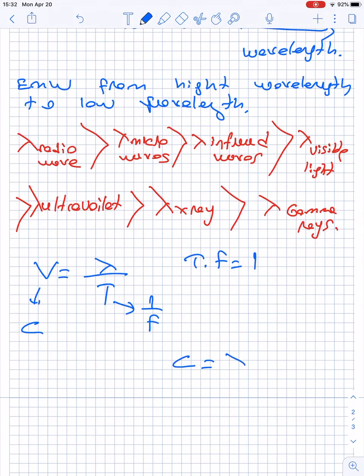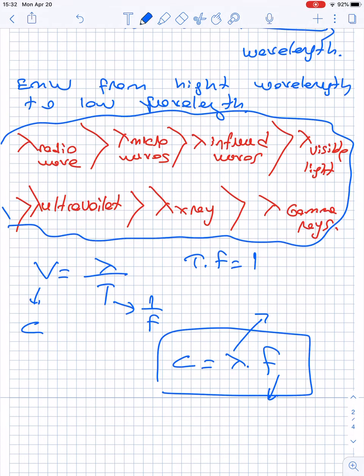Okay, my formula C is equal wavelength multiplying f. This is for electromagnetic waves. If wavelength is highest, frequency is lowest.